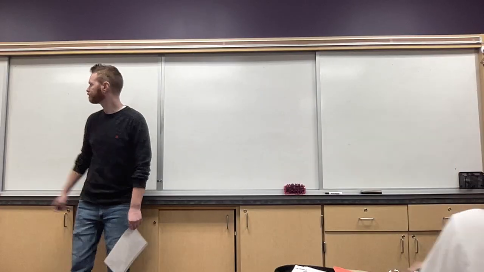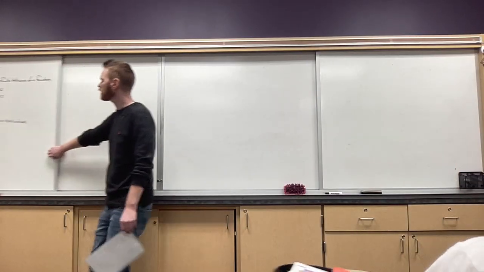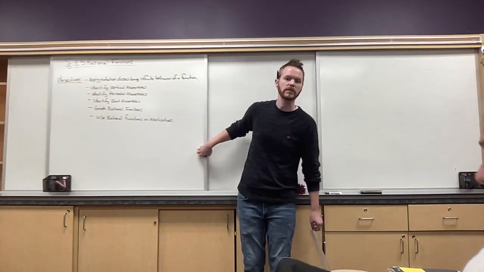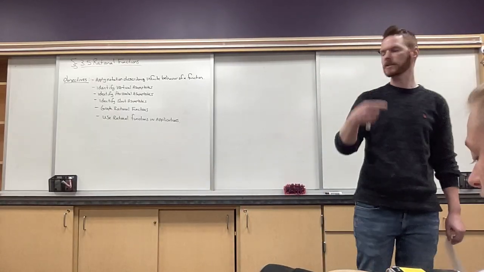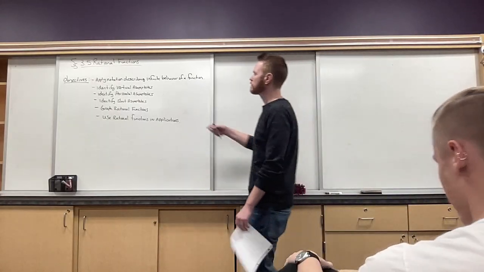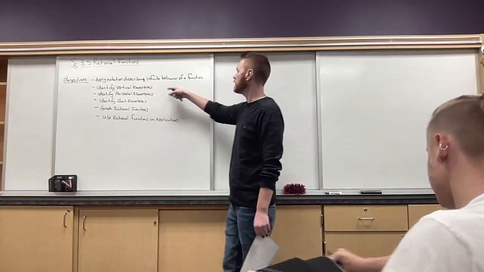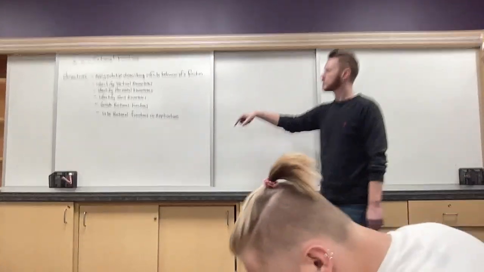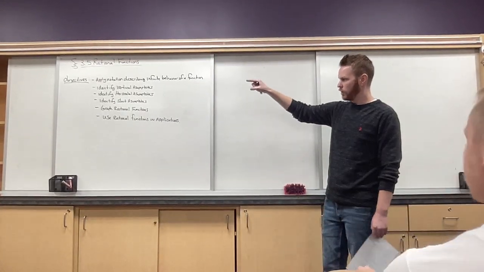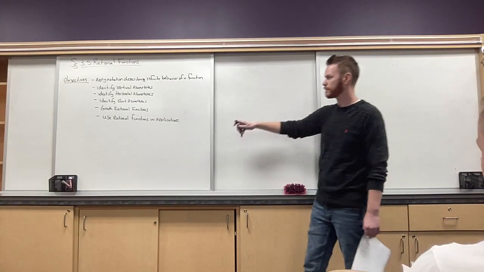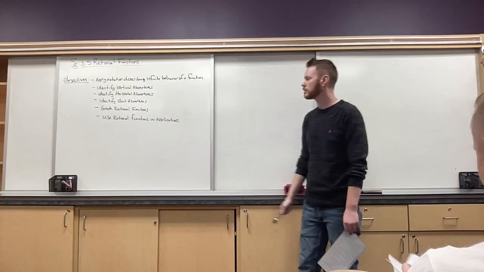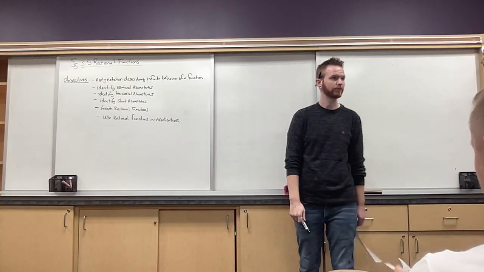But today, our topic, rational functions. Okay, we've been graphing polynomials, but now we're going to switch a little bit and graph what's called rational functions. Our objectives: apply notation describing infinite behavior of a function, identify vertical, horizontal, and slant asymptotes, and then graph rational functions. And then last one, we'll do an application with them.